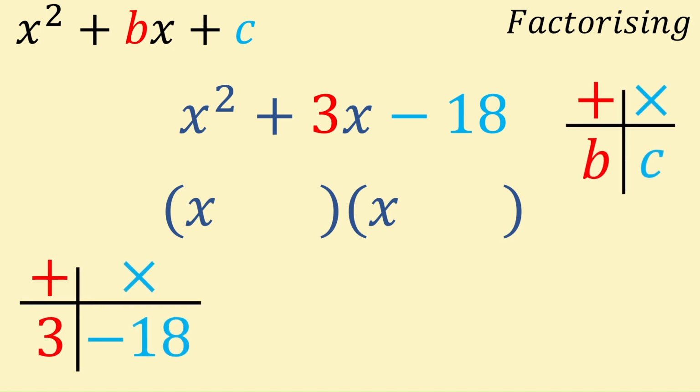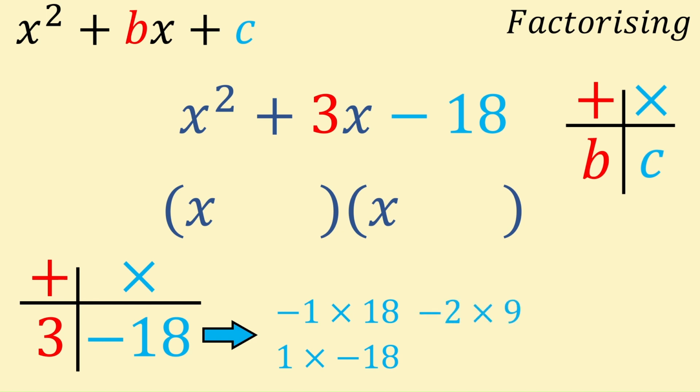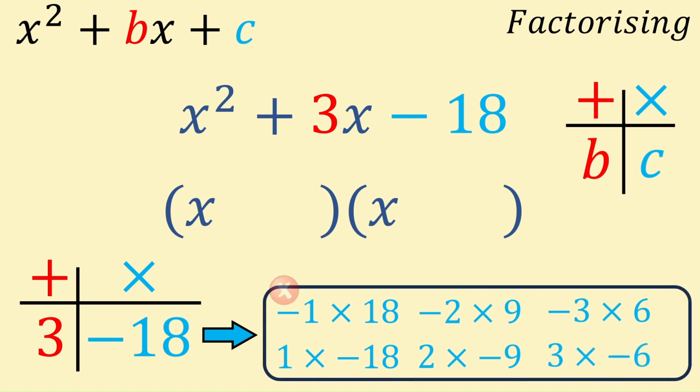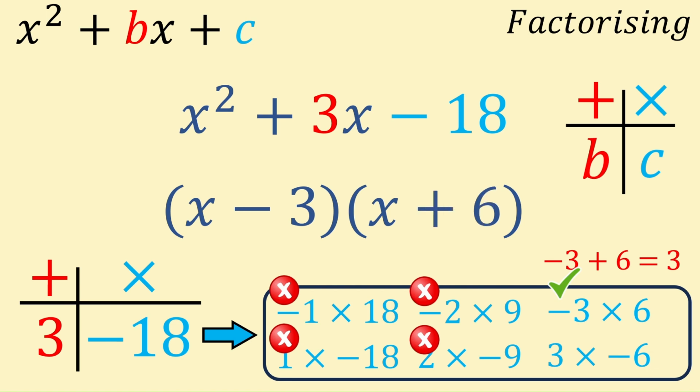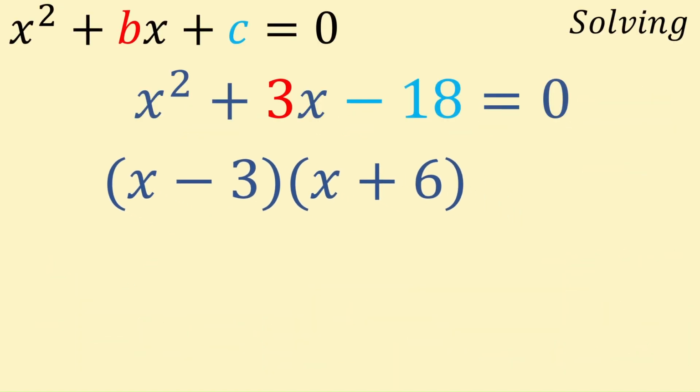Listing out the factors of negative 18, we have negative 1 and 18, 1 and negative 18, negative 2 and 9, 2 and negative 9, and finally negative 3 and 6, and 3 and negative 6. Negative 3 and 6 is what we want, so the factorised solution is x minus 3 and x plus 6. Remember we had an equals to 0 equation to solve at the start? Pop the equals to 0 back in, like so.